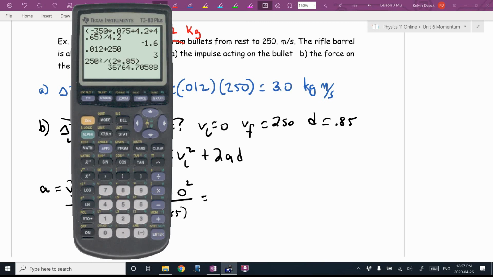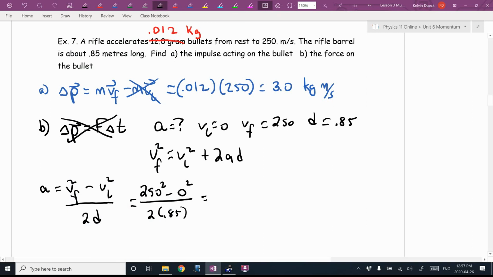And I get a big acceleration, which made me nervous at first, but then I said, wait a minute, it's a bullet. Yeah, it should have a big acceleration. So I get 36,000. If I go to 3 sig figs, the 7 would become an 8. It's 36,800. And it's an acceleration, meters per second squared. Now I'm not done. They want me to find the force.